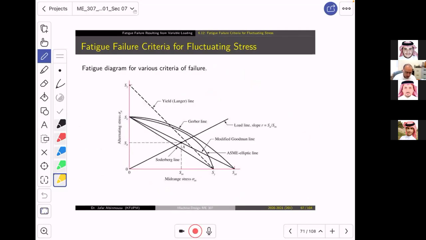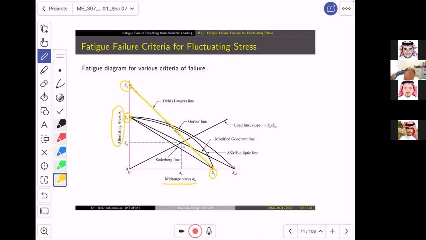Okay. Now let me show you interestingly how these curves add up. If you look here, this is the mid-range stress, which is the mean stress. This is the alternating stress, which is the amplitude. And here, look what we have. We have SE, the corner point of all criteria. And then we have SY. The connection between SY and SY, the dotted line, is the Langer line. Based on our understanding, although you are applying cyclic loading, yielding should not be there while you are cycling. So the Langer line will separate the yielding region.